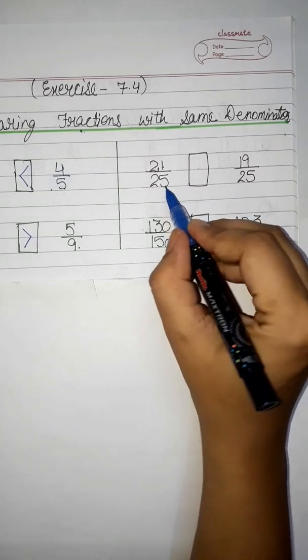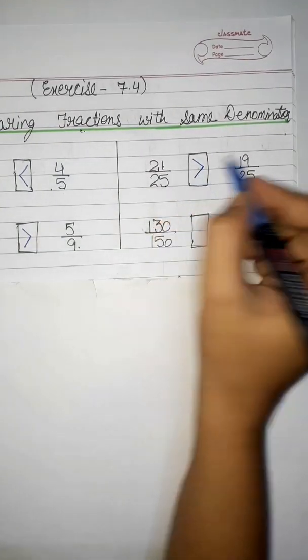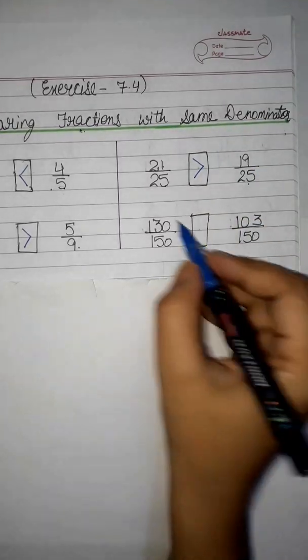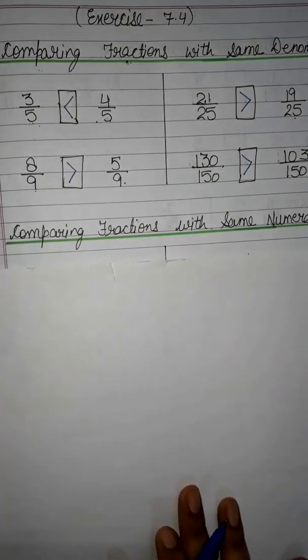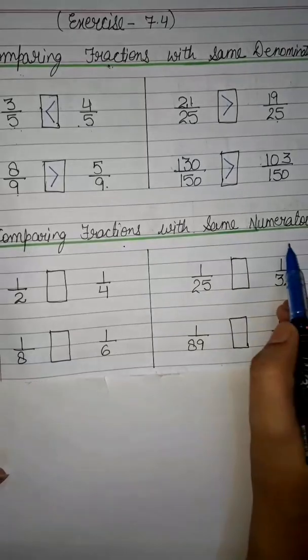21 by 25 and 19 by 25. So 21 by 25 is greater. And in this case 130 by 150 is greater. Now see the next comparison: comparing fractions with the same numerator.